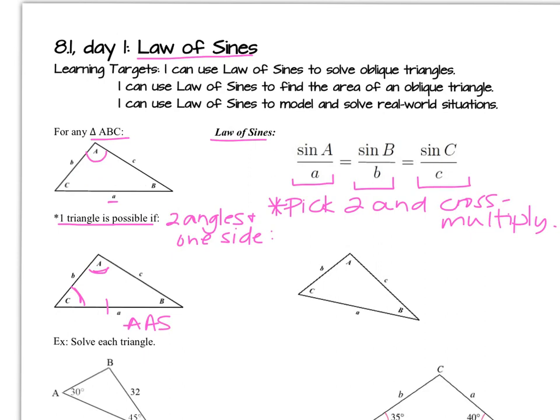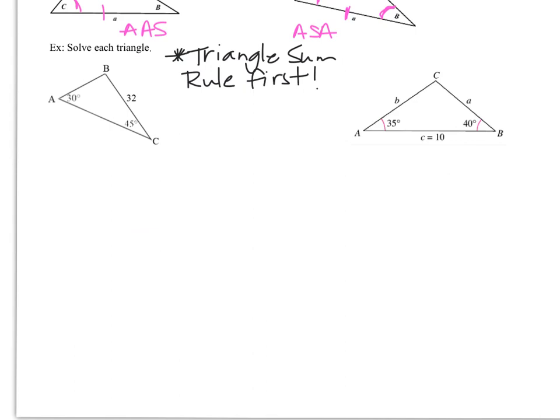Or we actually could have two sides and an angle in between them. Maybe like angle C, angle B, and then side A in between. So if you have either of those two groupings, we know that we can create a triangle using this rule for law of sines. When asked to solve each triangle, if you're already given two angles, regardless of what other information there is, we're going to apply the triangle sum rule first.